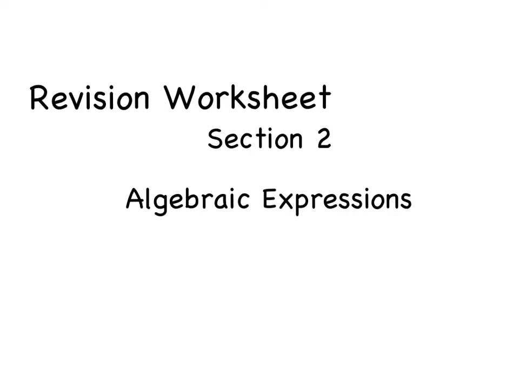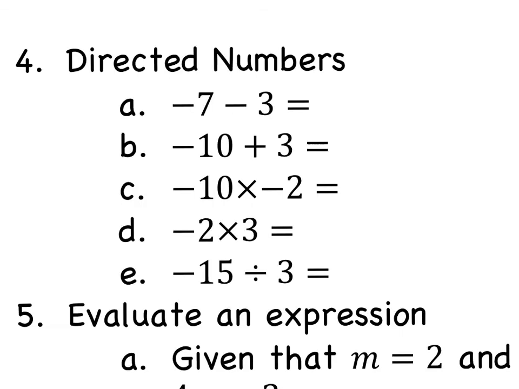Revision worksheet for Form 2 in the term end of year exam, Section 2, Algebraic Expressions. Number 4, directed numbers. So if we're adding two negatives, same signs add, so we will add the 7 and the 3 and we will get 10, and we keep the sign. Different signs subtract, so 10 take away 3 is 7, and we keep the sign of the larger, so that'll be minus 7. When we're multiplying, please learn the different rules.